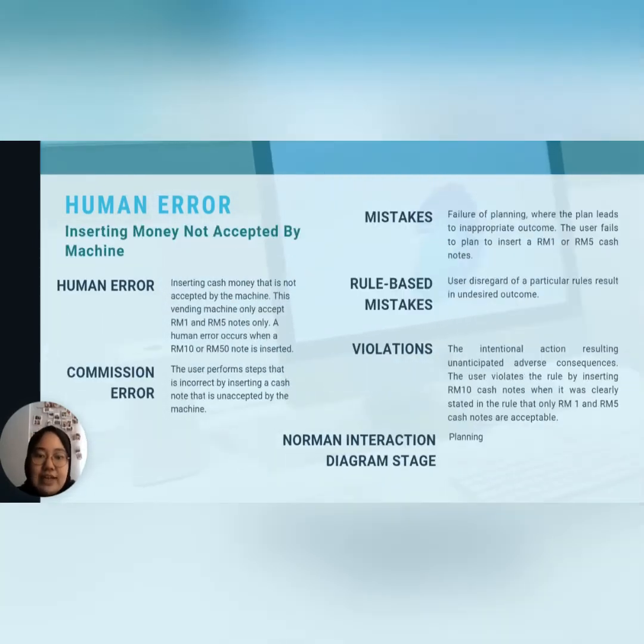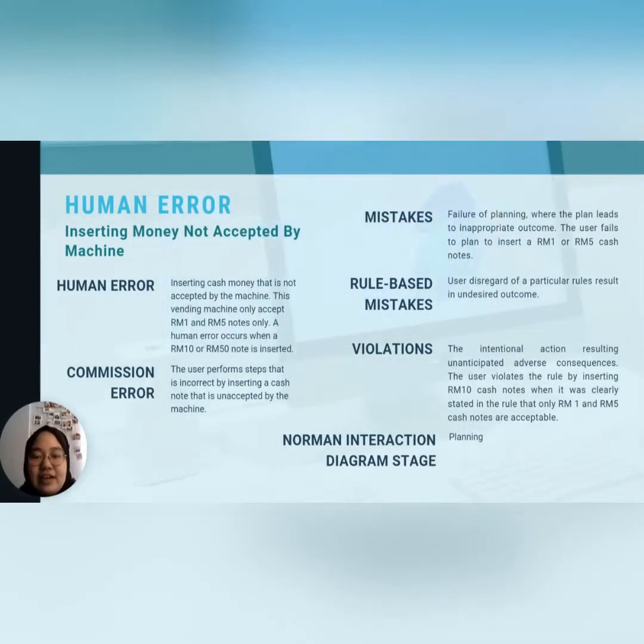Moving on to the second human error, which is inserting money that is not accepted by the machine. This vending machine only accepts 1 ringgit and 5 ringgit notes, and it is stated on the machine. But a human error can occur when a 10 ringgit or 50 ringgit note is inserted by the user. This human error is classified as a commission error because the user performs an action that is incorrect by inserting cash money that is not accepted by the machine.